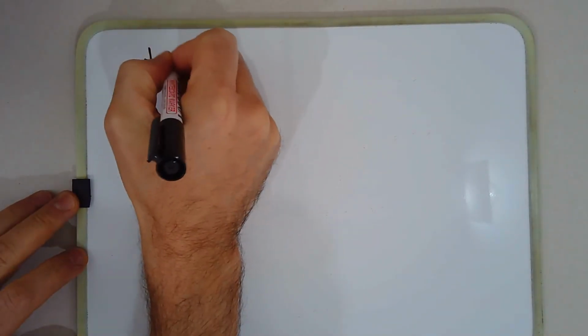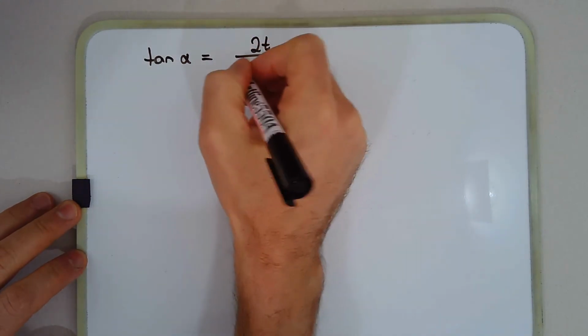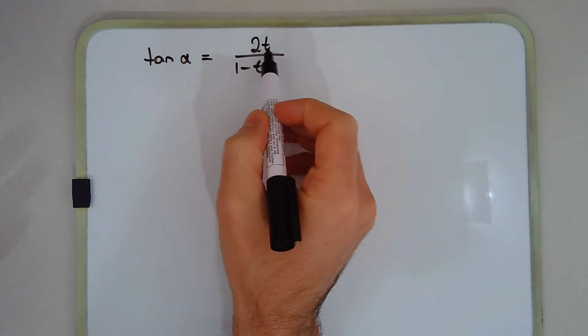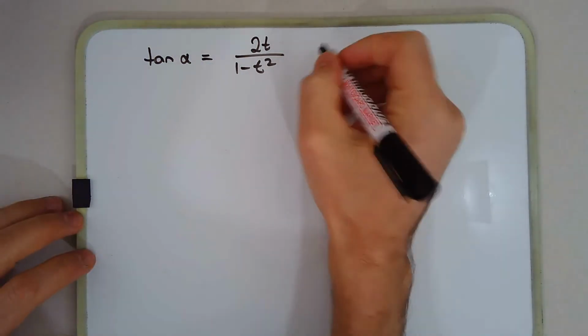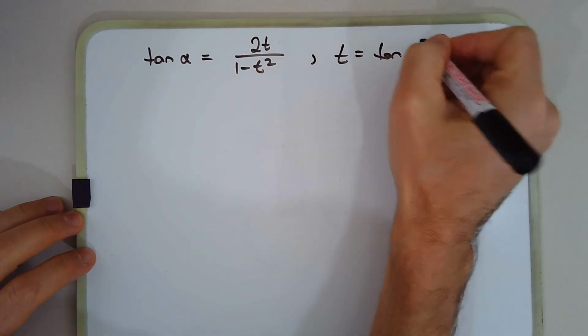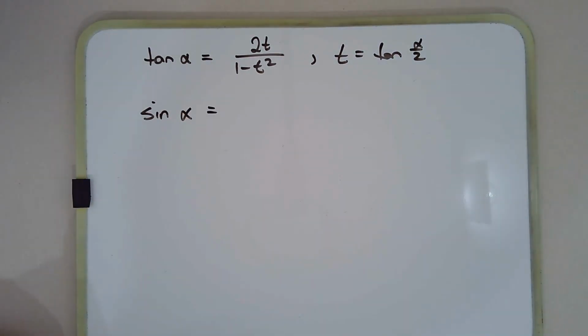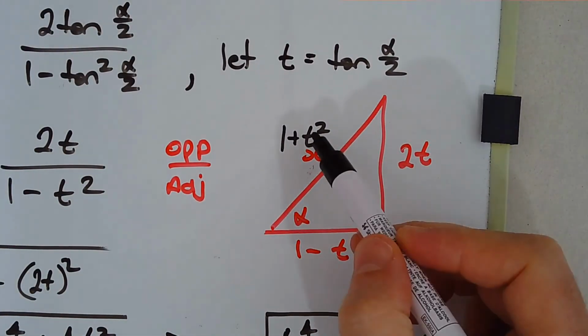I'm just going to write what we came up with before, which is tan of alpha is equal to 2t over 1 minus t squared. You can see it looks like the double angle formula. We've got t plus t, but it's expressed using the half angle instead. And of course, t is equal to tan alpha on 2. Now we can come up with the half angle representation for sine of alpha. If we go back to our triangle, sine of alpha is opposite over hypotenuse, so 2t over 1 plus t squared.